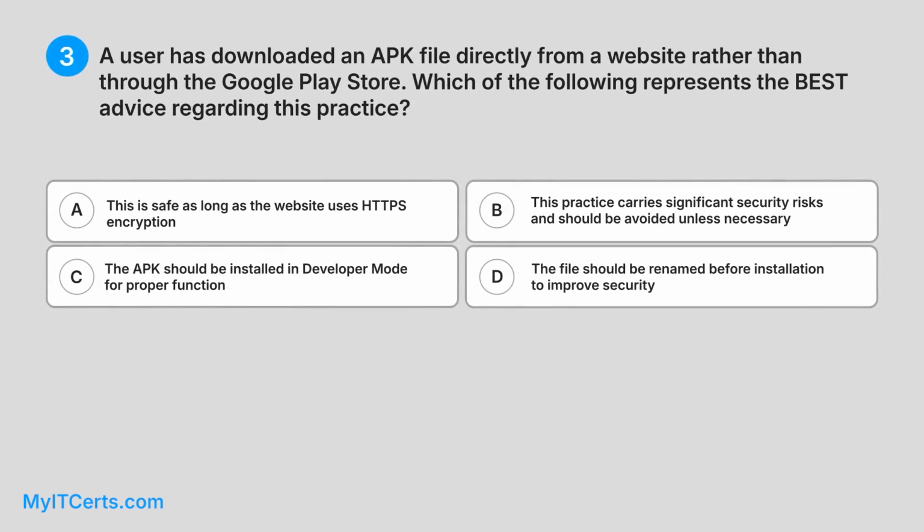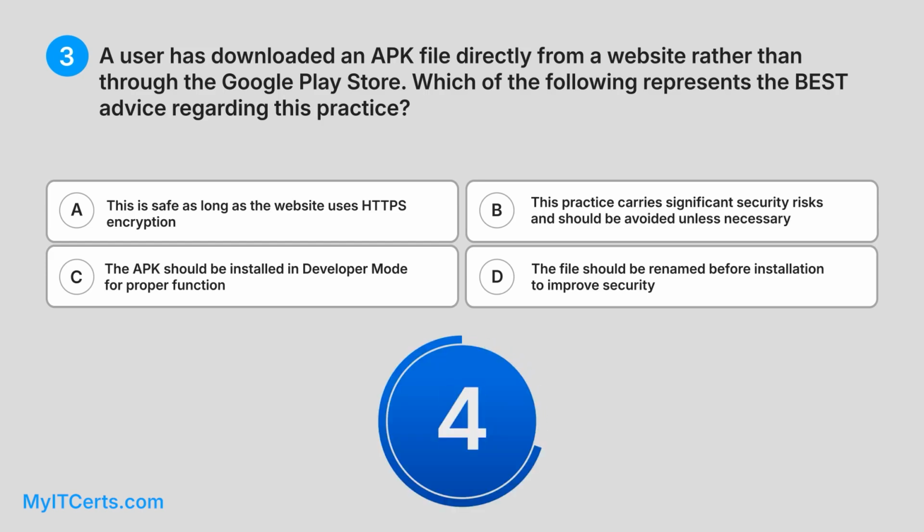3. A user has downloaded an APK file directly from a website rather than through the Google Play Store. Which of the following represents the best advice regarding this practice? A. This is safe as long as the website uses HTTPS encryption. B. This practice carries significant security risks and should be avoided unless necessary. C. The APK should be installed in developer mode for proper function. D. The file should be renamed before installation to improve security. Do you know the answer?